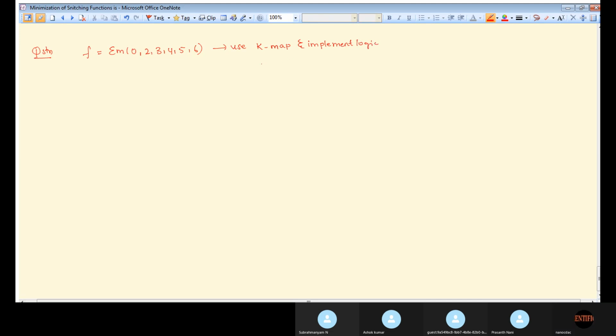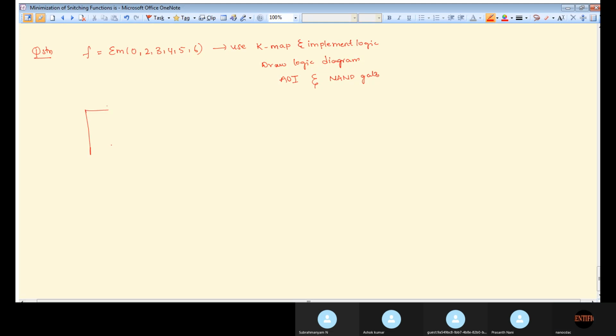Draw the logic. POS or SOP, ma'am? SOP. There is a sigma, a small m, right? SOP. If it is capital M, then POS. Okay. Draw the logic diagram. The logic diagram is using AOI, that is, normally drawn, and also using NAND gates. Okay, two logic diagrams you have to draw.